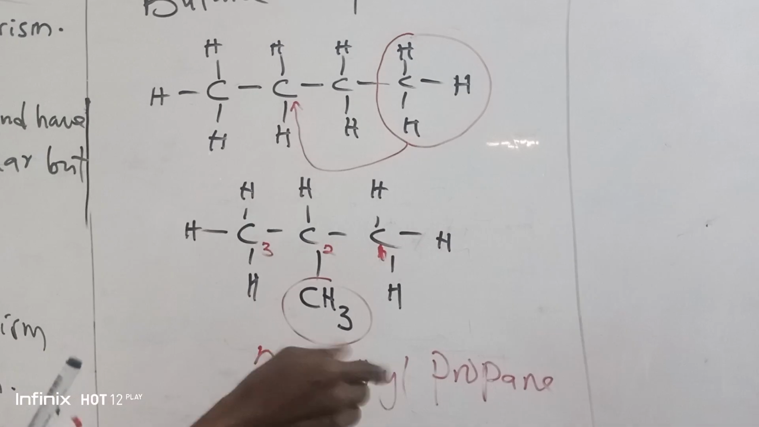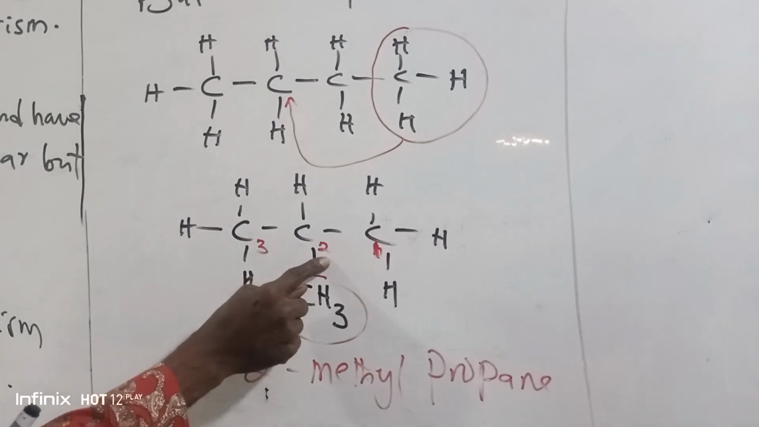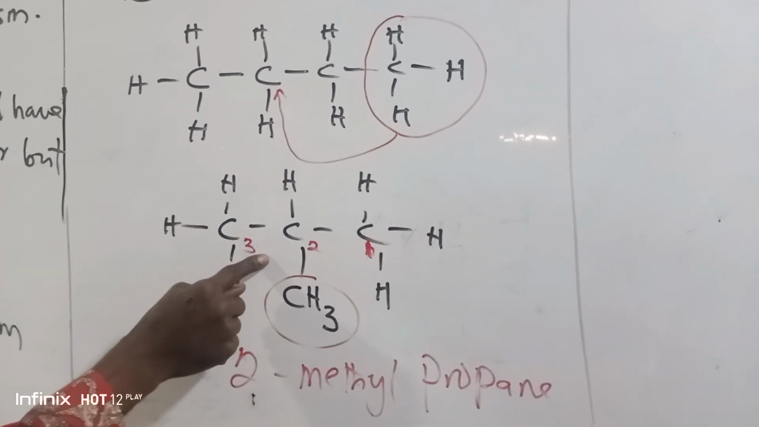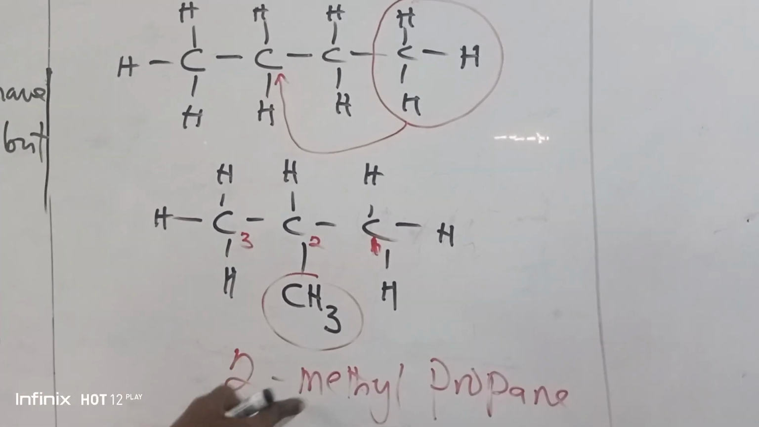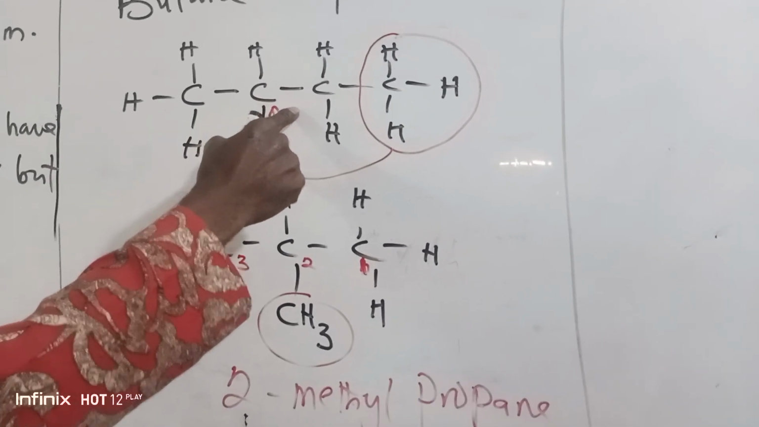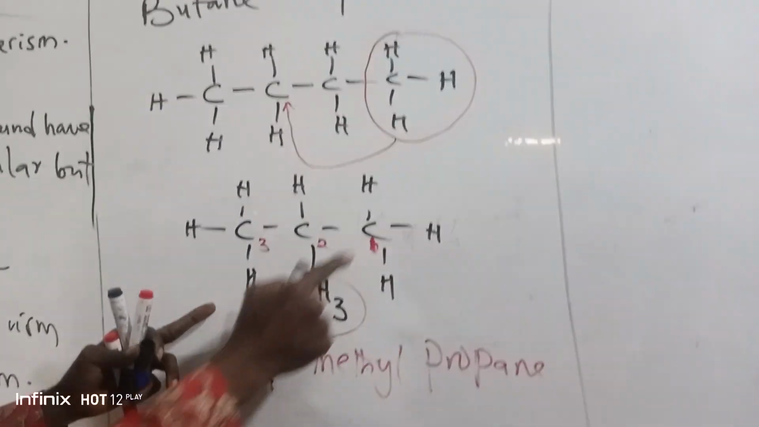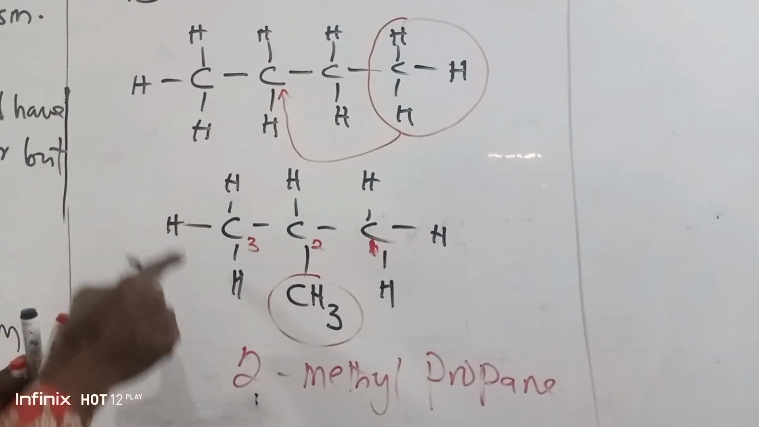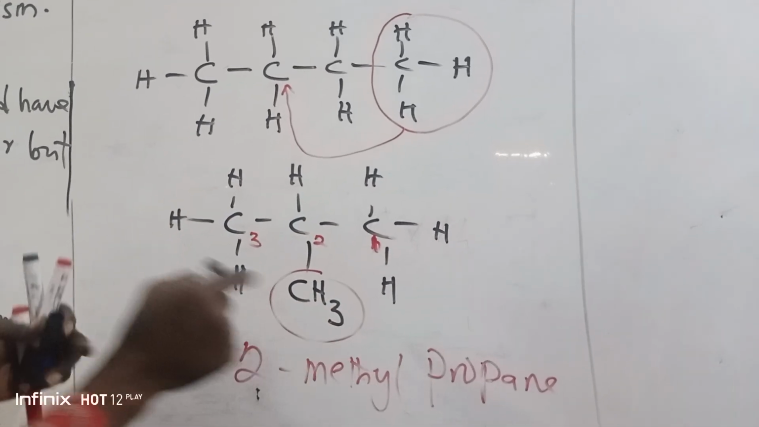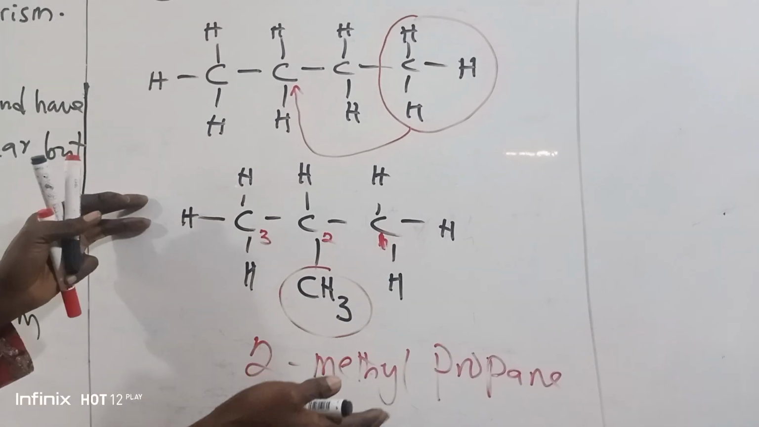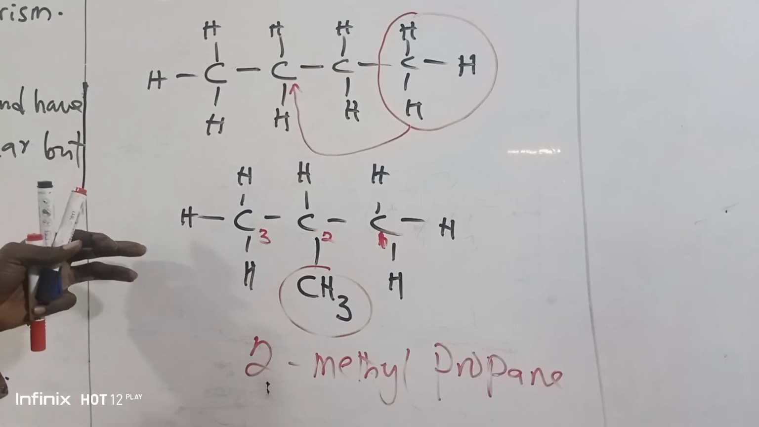Now, the methyl group is attached to carbon number 2. So what I have here is 2-methyl, then 1, 2, 3, propane. So you can see that what I have is 2-methylpropane. It is an isomer of normal butane, because if you count the number of carbon atoms, there are 1, 2, 3, and 4, and you count the hydrogen atoms, you also have 1, 2, 3, 4, 5, 6, 7, 8, 9, 10 hydrogen atoms. So this is called chain isomerism.